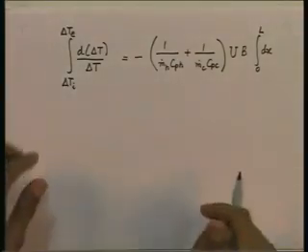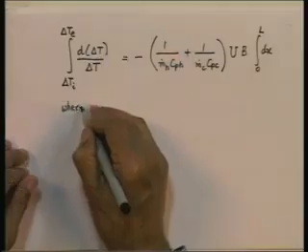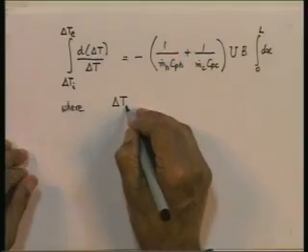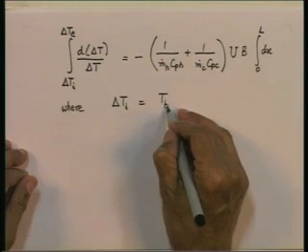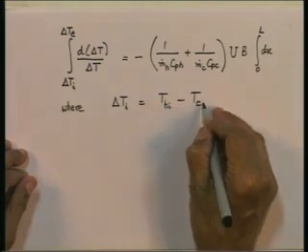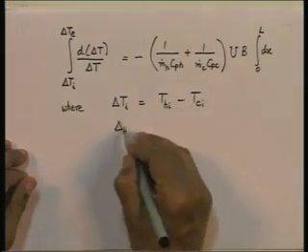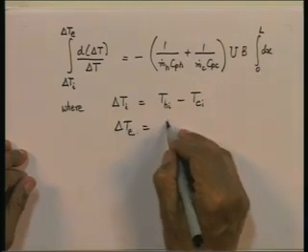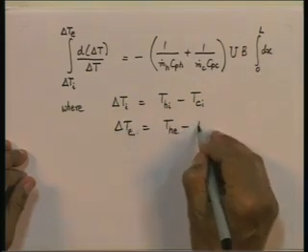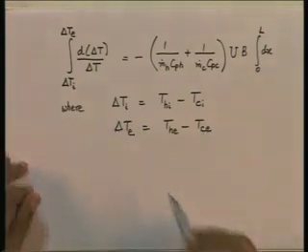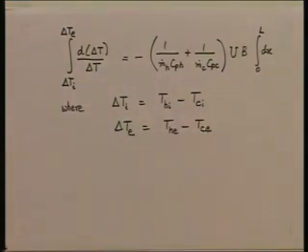If I do this integration, by the way, before I go further, let me say, be careful here, delta T I is T H I minus T C I. I mentioned that earlier, but I am writing it down now. Delta T E is equal to T H E minus T C E. Delta T I is the temperature difference between the hot and the cold side at the inlet end. Delta T E is the temperature difference between the hot and the cold side at the exit.